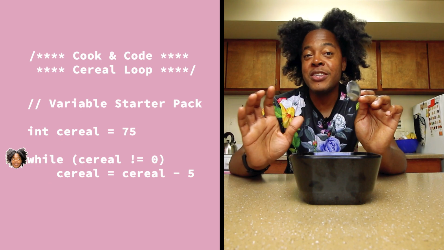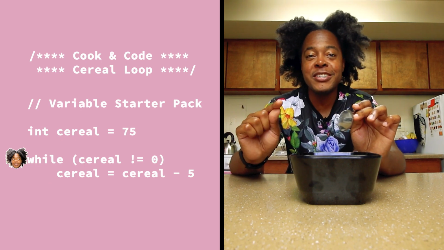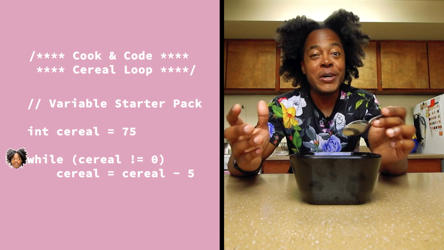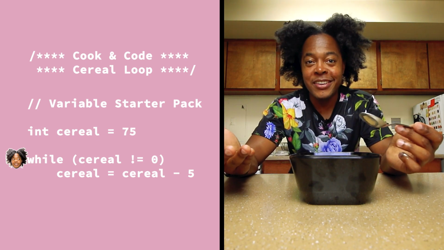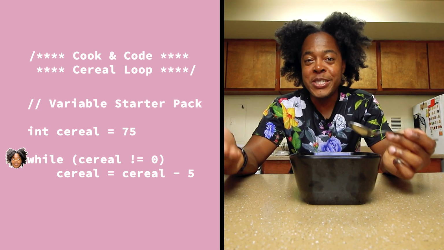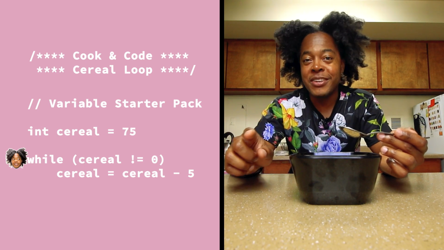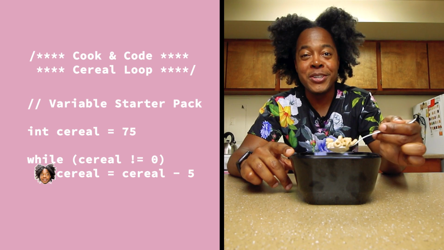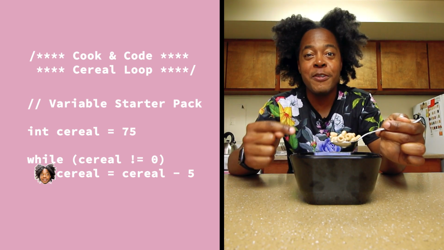Now we go back to the top of the loop and check the condition again. Is cereal not equal to 0? Well, cereal is now 70. 70 does not equal 0. This is a true statement. So we enter the loop again and take another bite. Cereal equals cereal minus 5.